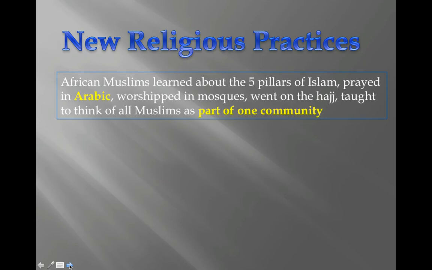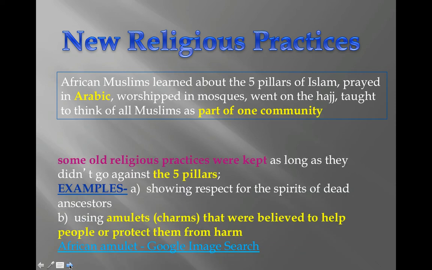All right, new religious practices for number 4. You are going to write down 2 items that are listed in that blue box. So do that. And the next part, number 5, when you're done with number 4, you want to look at this bullet here. Some old religious practices were kept as long as they didn't go against the 5 pillars. So the highlights on this go with my old note sheet. So you're going to have to find the right spot, which is here with this purple writing, and then finish the sentence number 5 on your paper.